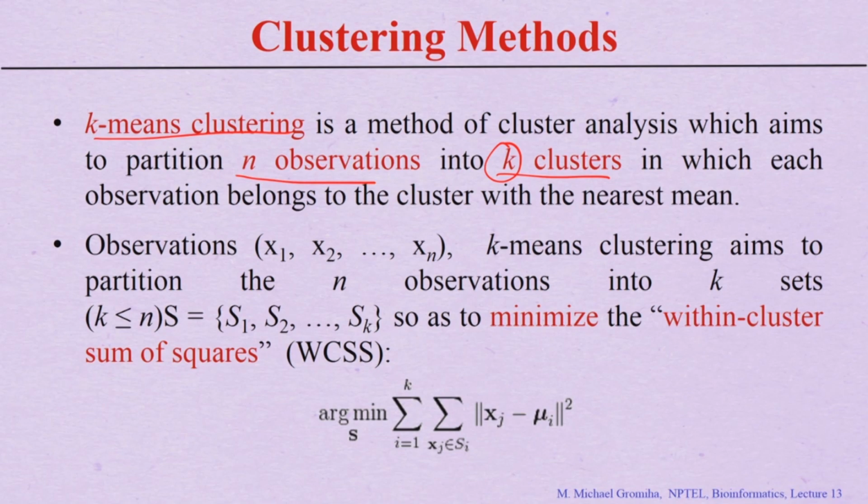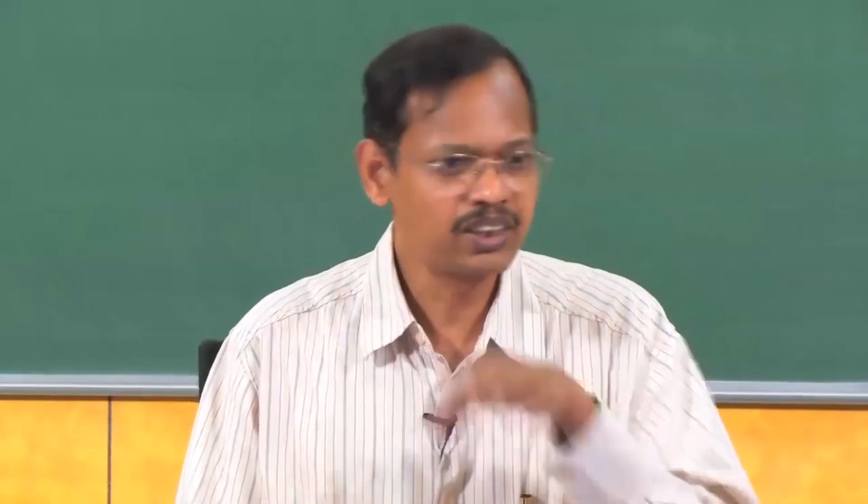For example, if we have n observations like x1, x2 up to xn, the k-means clustering tries to put these n observations into k different sets, so that it minimizes the within-cluster sum of squares. Within the clusters you can see the mean, and for any new sequence, the distance between these two features should be at a minimum. So, you take any cluster, and all the representative sequences within the cluster should be at the minimum, fine.